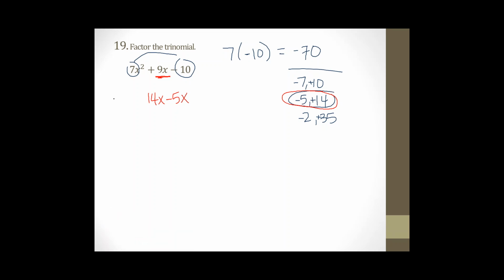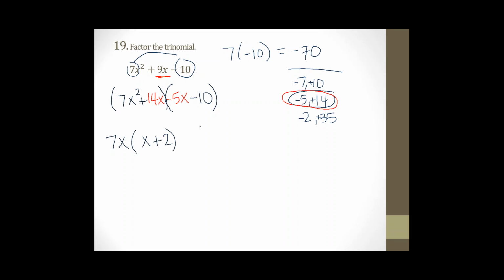Okay, so now I'm going to bring down everything else. 7x squared, then the minus 10. Okay, so now I'm going to factor by grouping. I'm going to start by grouping the first pair and then the second pair. The GCF of the first pair would be 7x. And when I factor that out, I'm going to be left with x plus 2.